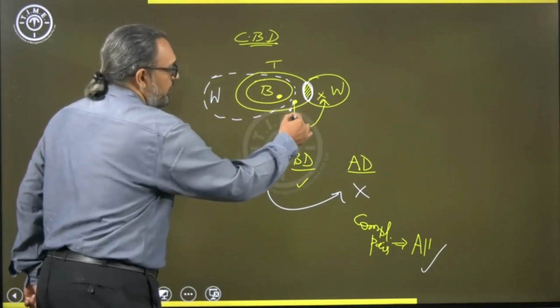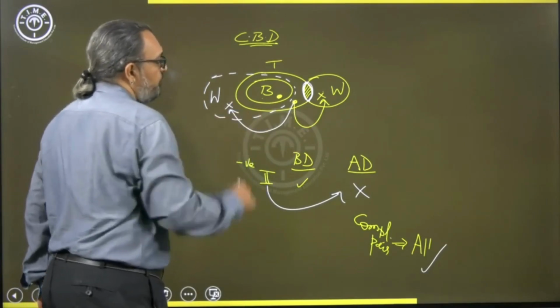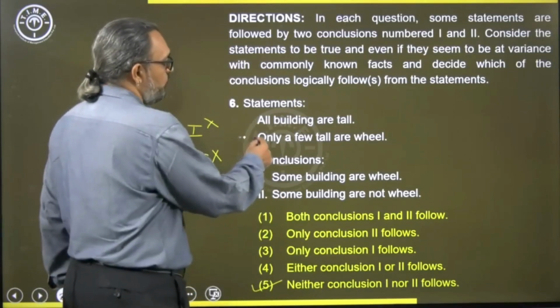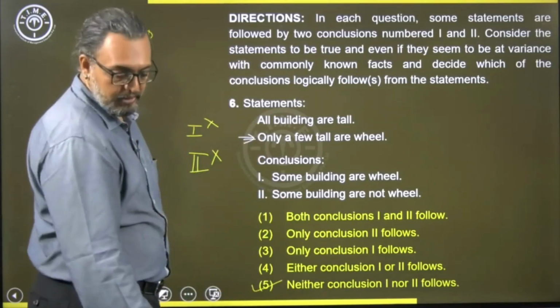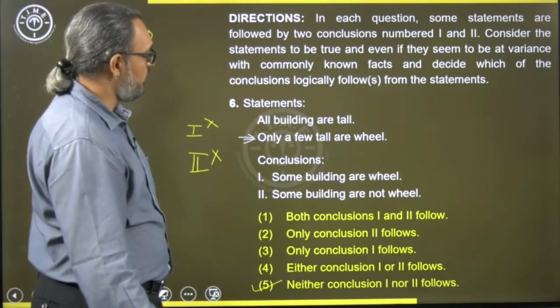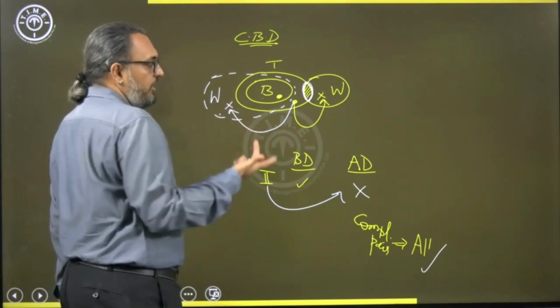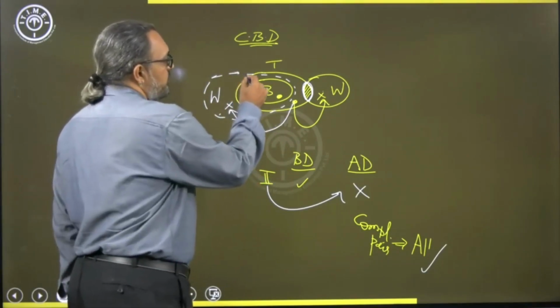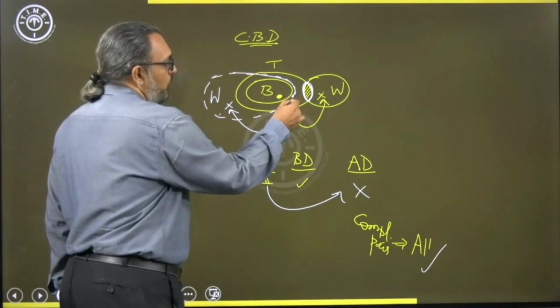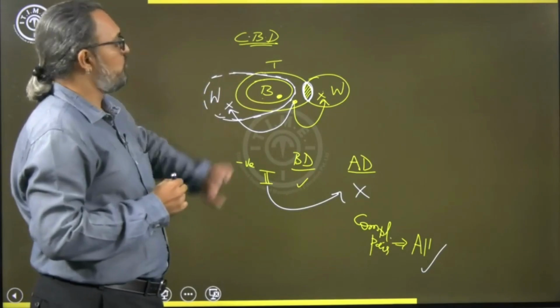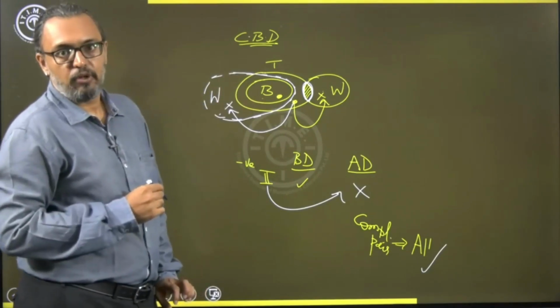So this particular thing is still not inside wheel, because that is what I have here, correct? Only a few tall are wheel. So there should be some tall that is still not inside wheel. So I am able to still satisfy there is some tall, because see, this is my boundary of the wheel circle that I have, and I am still able to maintain that. Are you following that? Okay.